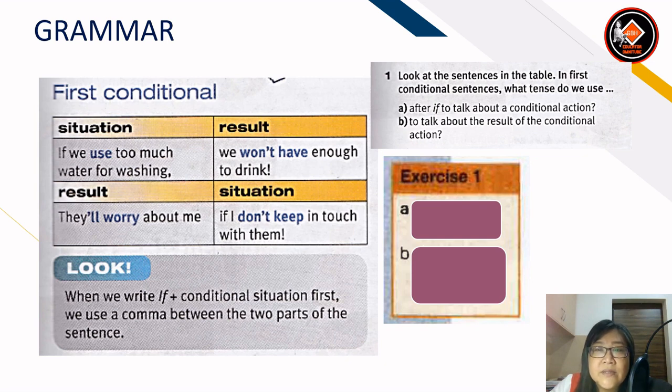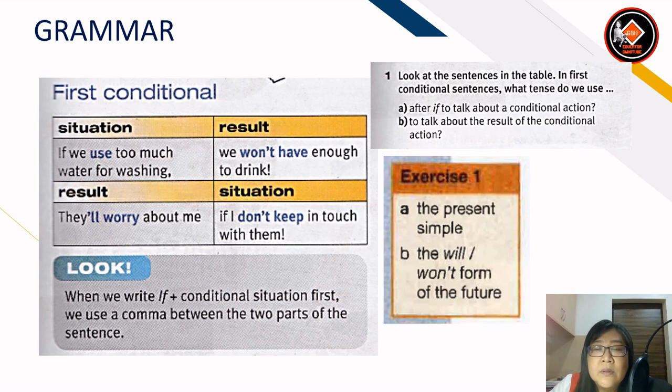So look at the sentences in the table. In first conditional sentences, what tense do we use after if to talk about a conditional action? The answer is the present simple. What tense do we use to talk about the result of the conditional action? The answer is the will or won't form of the future.